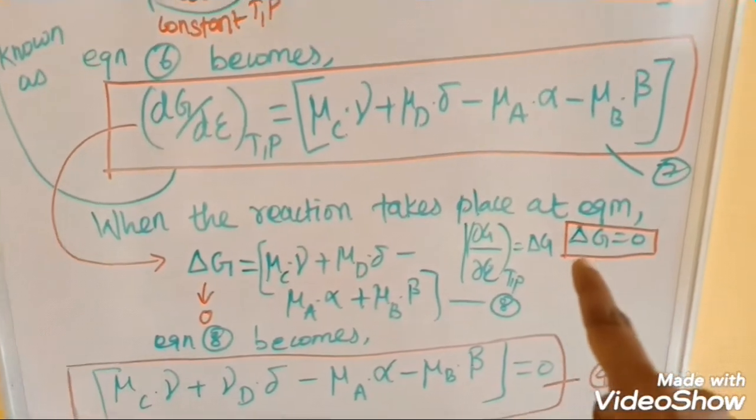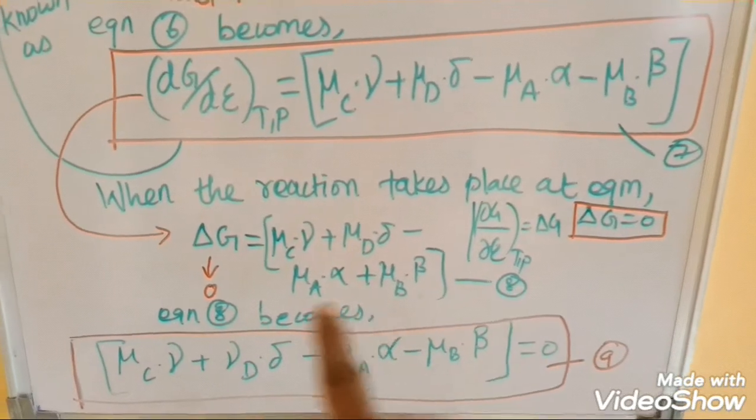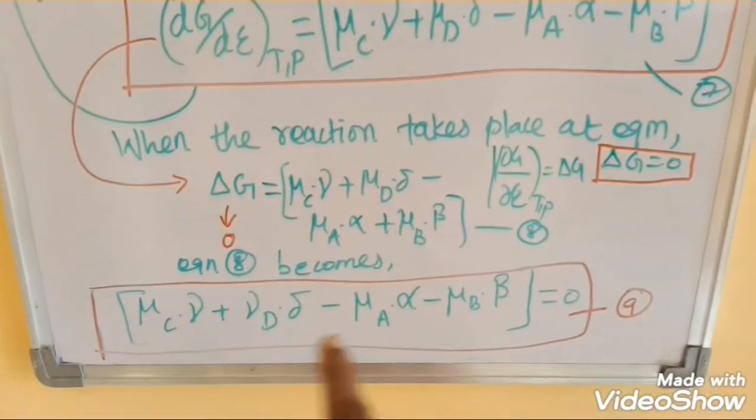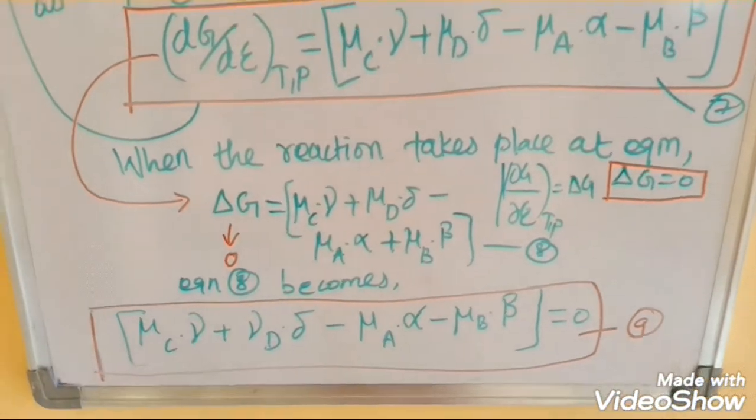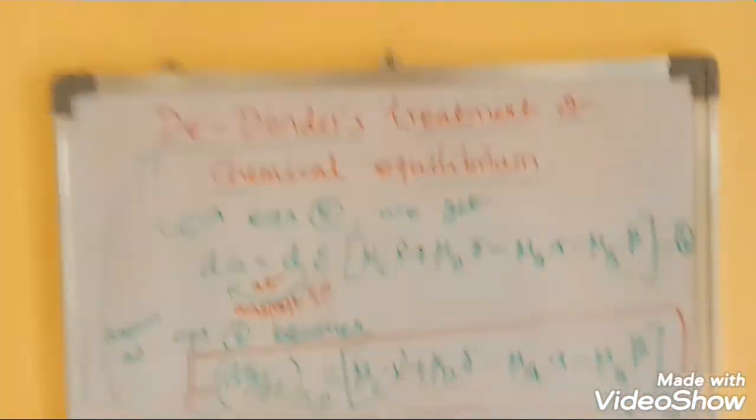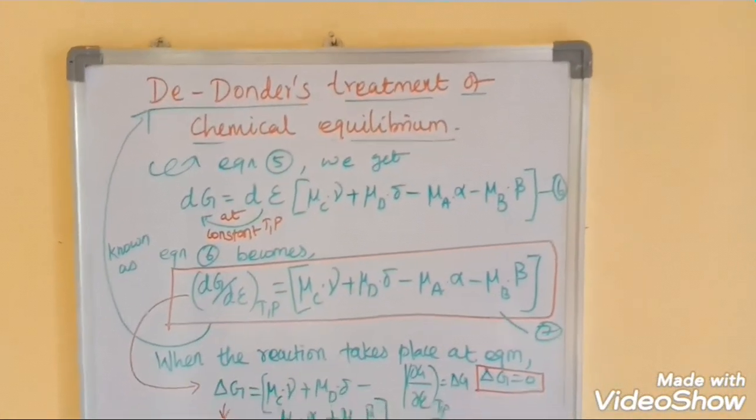At equilibrium state the delta G value is 0, no? So that's what this equation 8 becomes. Okay, this is equation number 9. This overall equation is known as de Donder's treatment of chemical equilibrium.